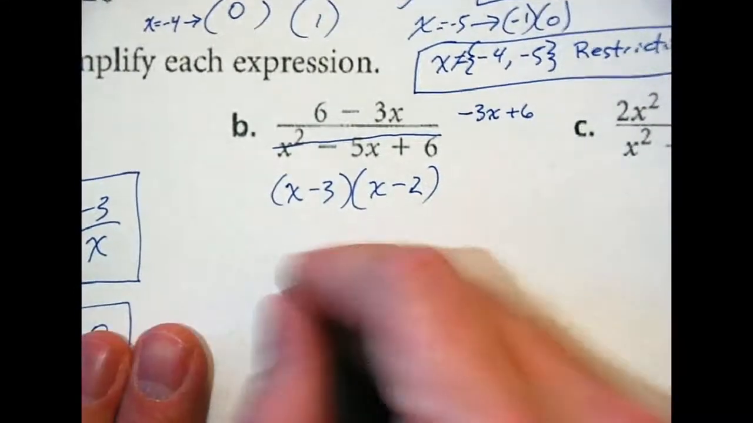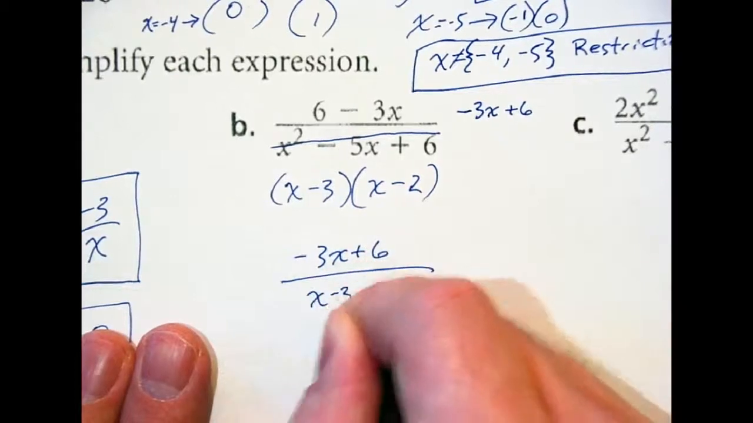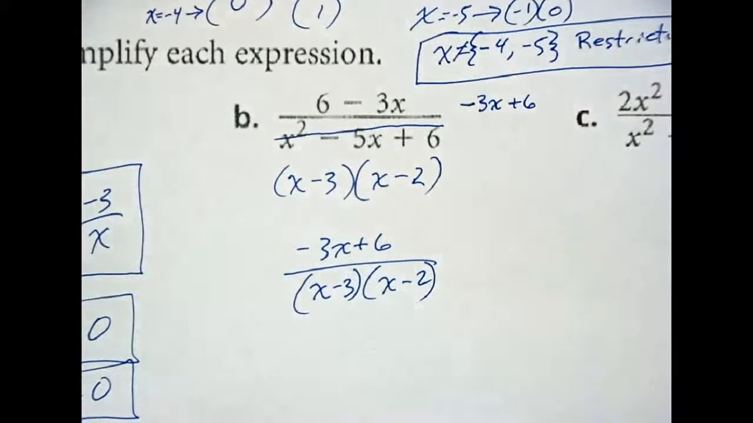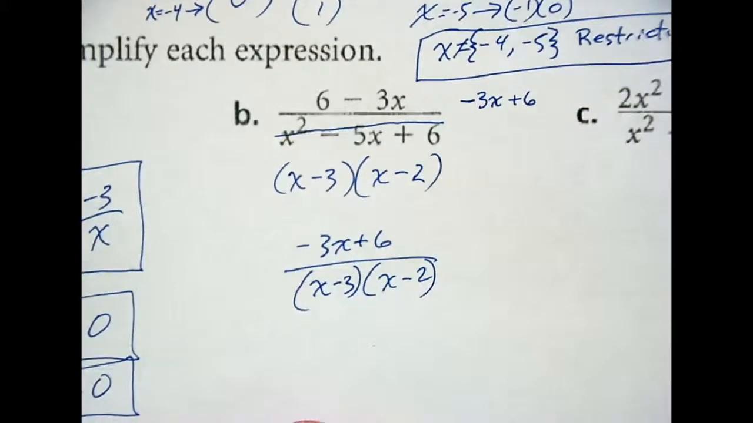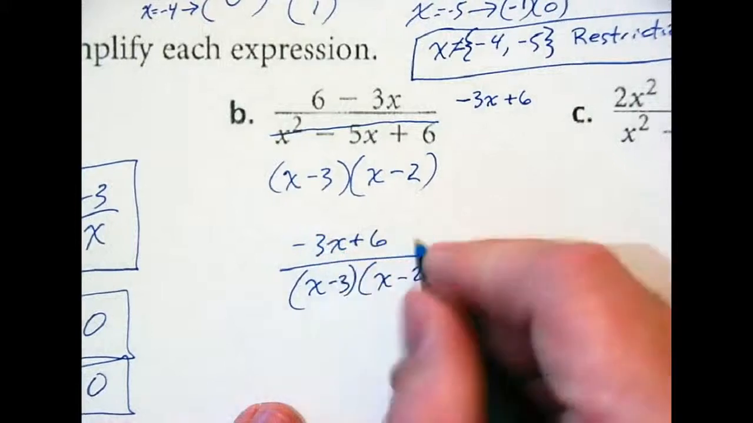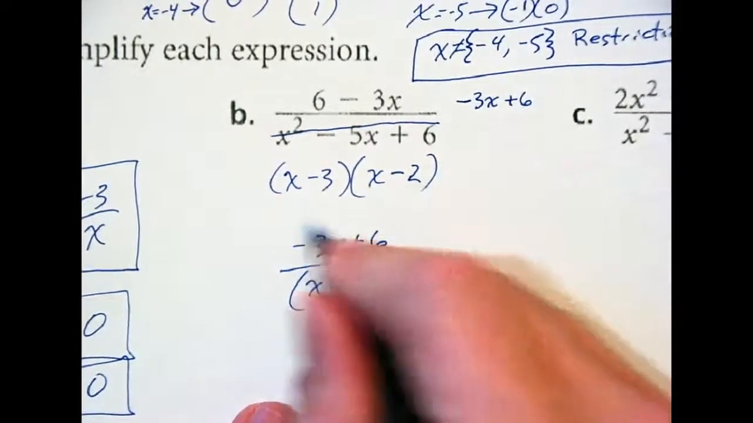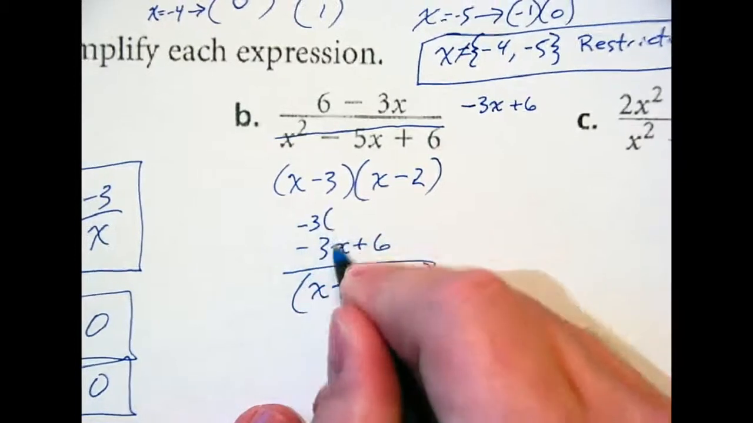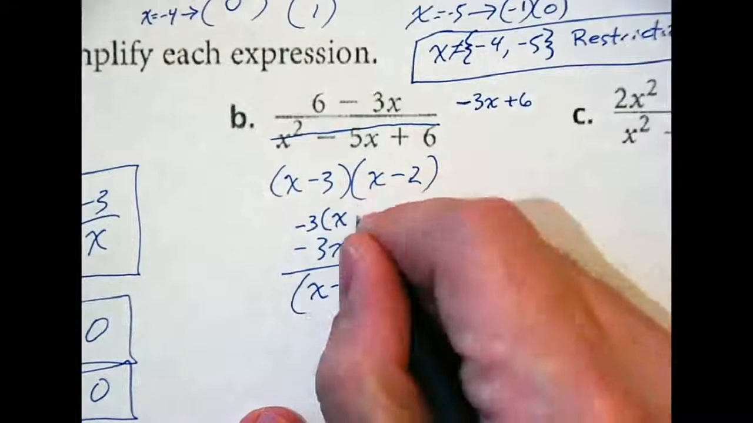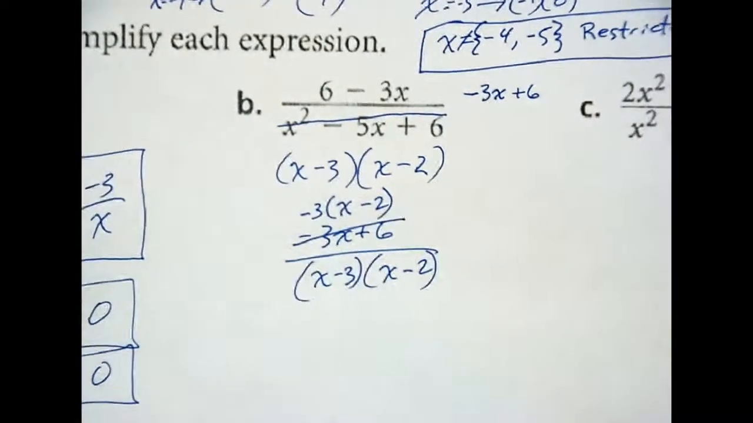So if I now have negative 3x plus 6 over x minus 3, x minus 2, can I factor the top? What can I take out? I can take out negative 3. If I take out a negative 3, then I have a positive x in front. So if your a term's negative, try to take out a negative. Negative 3 times what is negative 3x? It's x. And negative 3 times what is 6? Negative 2. So we've now factored that.